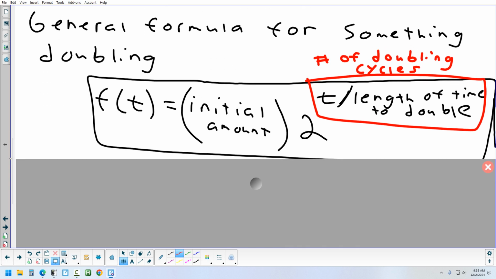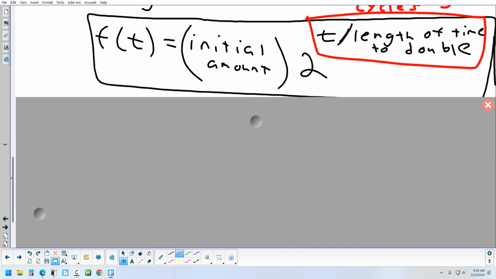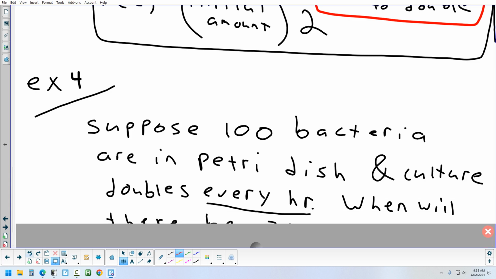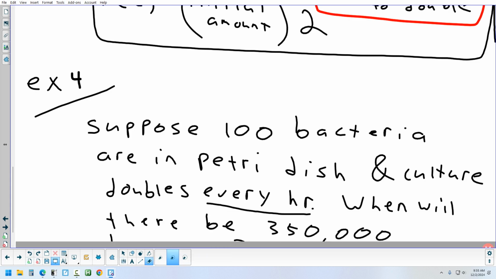All right, so that's the formula for something doubling. So let's do this. So it says, suppose 100 bacteria are in a petri dish, and they're doubling every 2 hours. When will you have 350,000 bacteria?